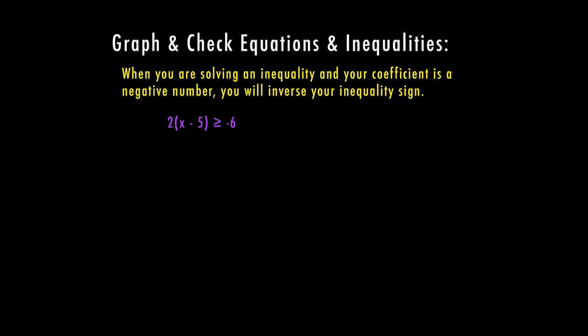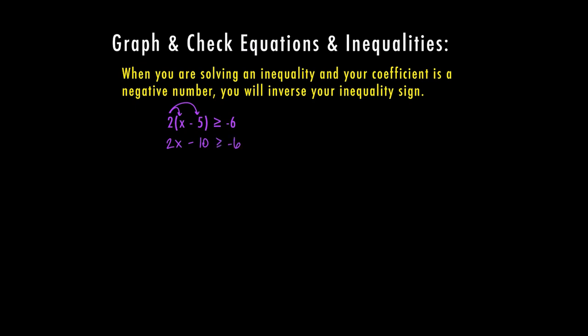So what this is saying is 2 times x minus 5 is greater than or equal to negative 6. So that means that I have x minus 5 2 times. So if I have 2 of those, what I'm doing is I am multiplying this 2 times each term inside of the parentheses. Remember, terms are separated by add and subtract. So now I have 2x minus 10 is greater than or equal to negative 6.